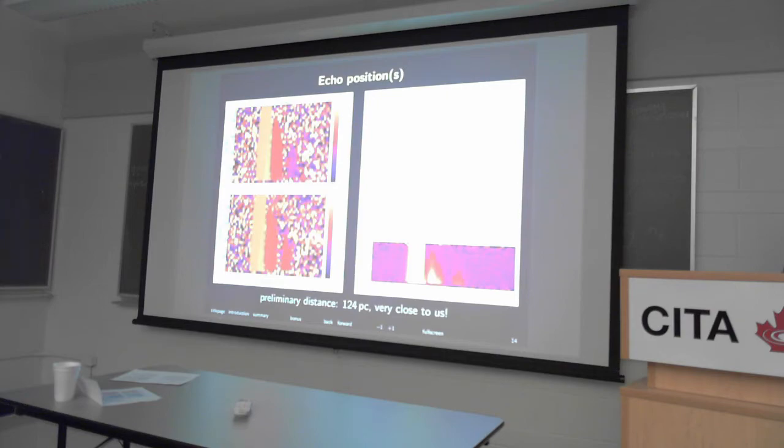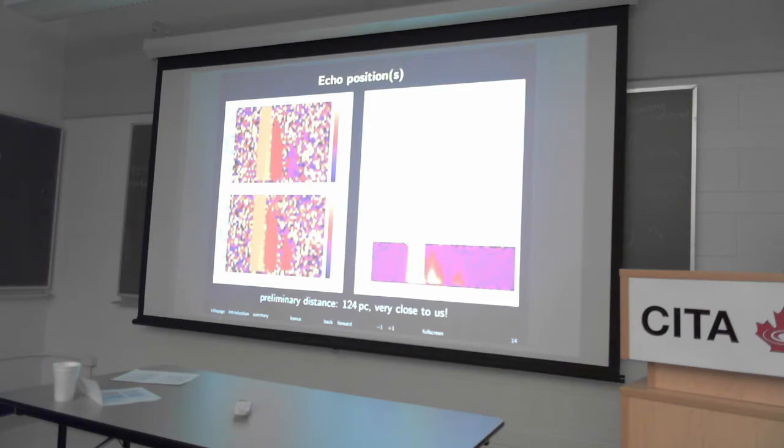And the plot below that shows the intensity of the profile, and the bottom plot is the intensity as a function of pulse phase and frequency. So you see the main pulse being overexposed here, and we also see that the two echoes have very steep spectra.